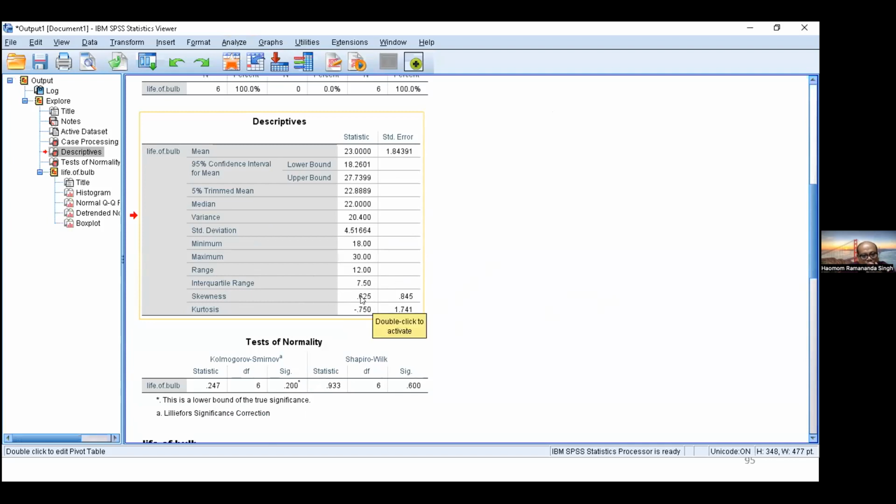Skewness statistic 0.625, standard error 0.845. Please note down this one. Skewness 0.625, now you divide it by 0.845. How much does it come? The kurtosis, please divide minus 0.750 by 1.741. Skewness 0.625 divided by 0.845, how much does it come?